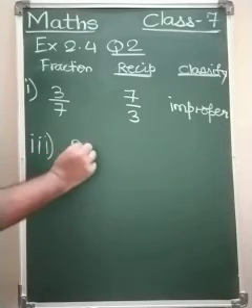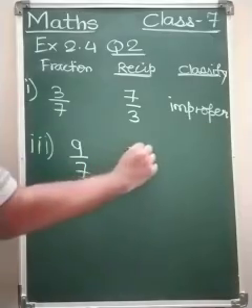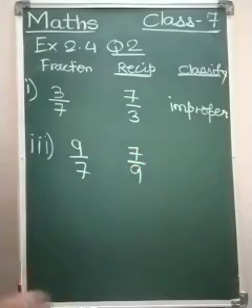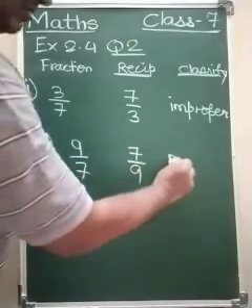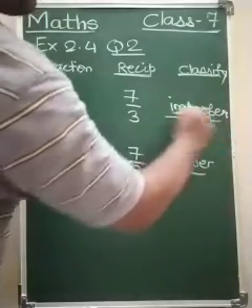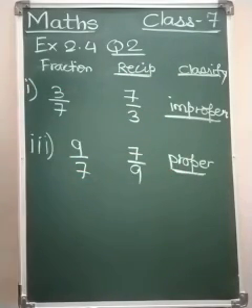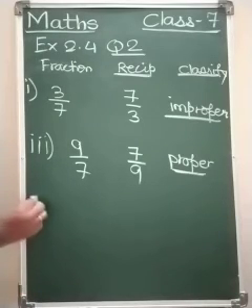Next sum would be third sum. Third sum is 9 upon 7. Reciprocal of 9 upon 7 will be 7 upon 9. This is a proper fraction. So here we are going to write down proper fraction. Improper fraction, proper fraction. One more sum we will do, say 7th sum.